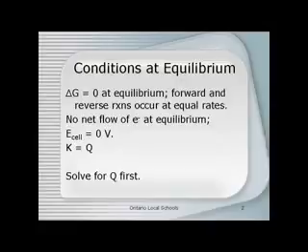So in order to find the concentrations of the ions at equilibrium for the cobalt 2 plus and the nickel 2 plus, we need to solve for Q first. And the good news is in part B, we learned how to solve for Q, so a lot of this will be very much review.